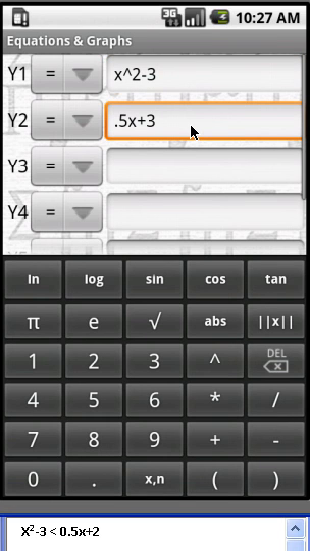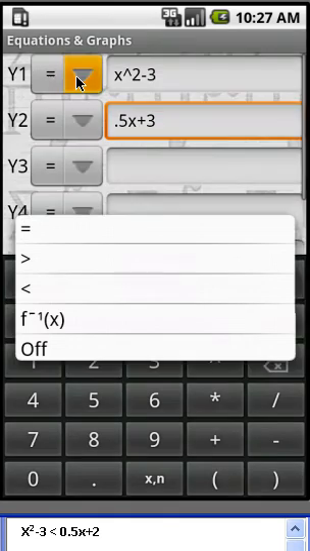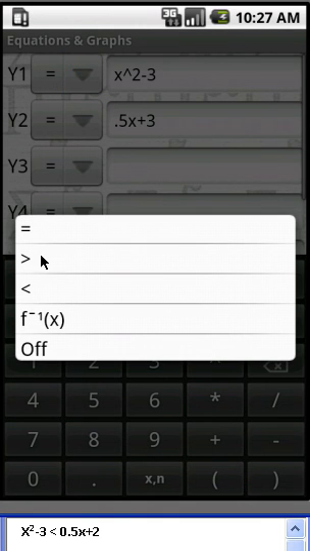And this will be the general method for solving these graphically. You'll put the left side of your inequality into y1, you'll put the right side of your inequality into y2, and now I have to use the spinner to select which one of these I need: the equals, greater than, less than, draw inverse, or off. What I want to do is choose greater than or less than, but I need to know which one to choose.